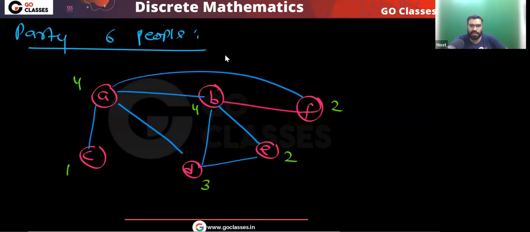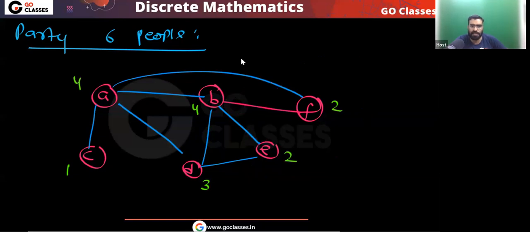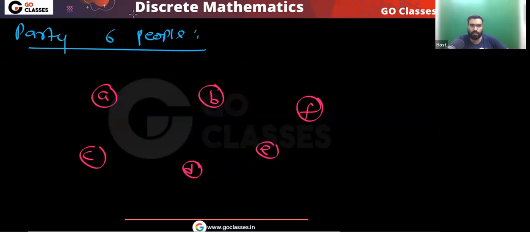Can you notice again, at least 2 people have the same number of handshakes? See, whatever you do, you cannot stop at least 2 people from having the same number of handshakes. Whatever you do, that is your choice, whatever you want. But the point is, you cannot prevent 2 people from having the same number of handshakes.